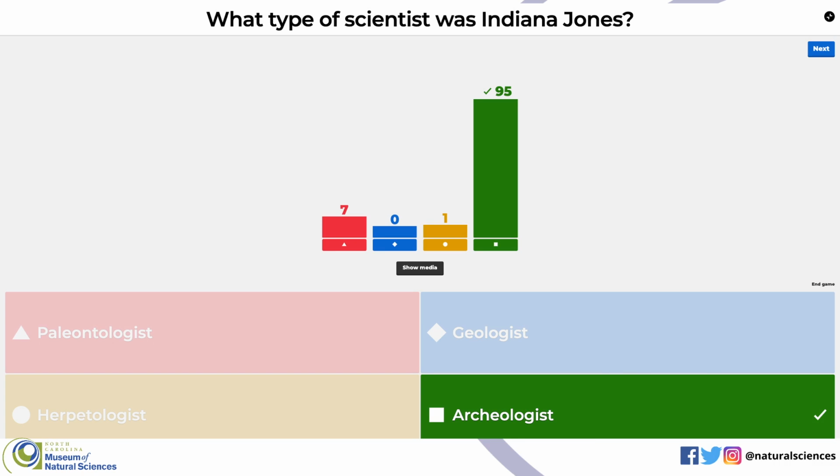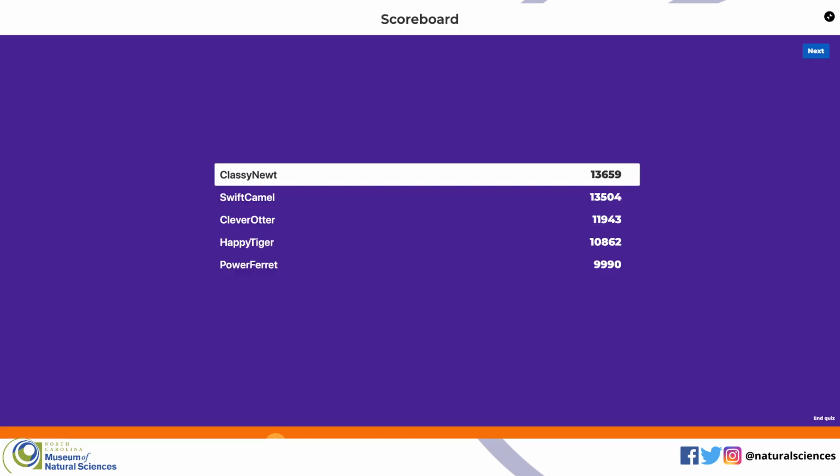Okay, let's take a look at the leaderboard. Okay, Classy Newt, Swift Camel, Clever Otter, Happy Tiger, top 4. But look at this. Moving into the top 5, Champion Hare, 11,207. You've got the green up arrow. You're on the rise. But hey, shout out to Flying Elephant, making a comeback too. 3 correct answers in a row. Way to go, Flying Elephant.